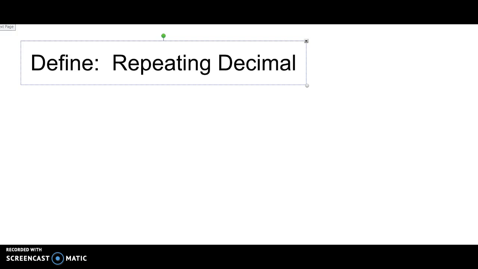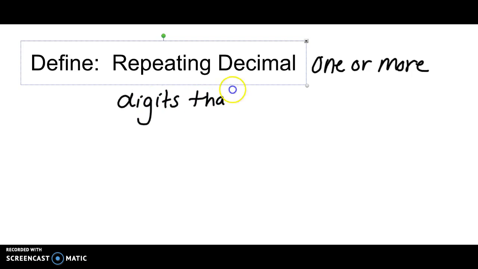So we talked about a repeating decimal in the last one with 12/11ths. What is the definition of a repeating decimal? Well, a repeating decimal always has one or more digits that repeat. Make sure you're defining these in your notes because you will be responsible for them later.